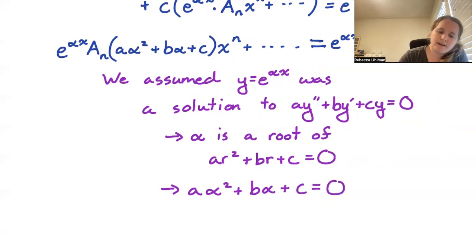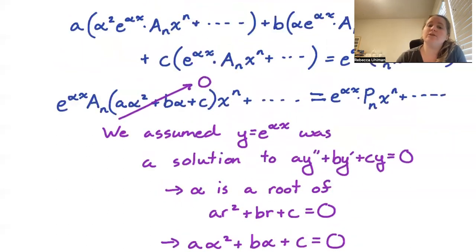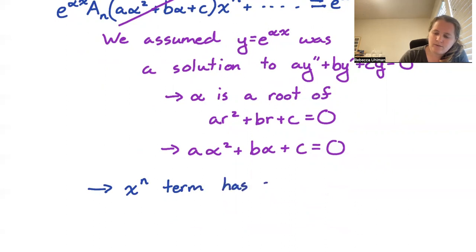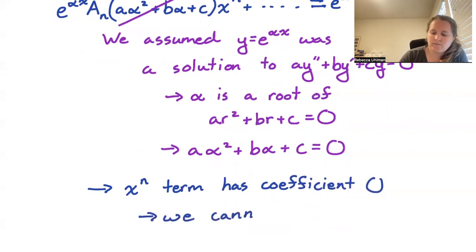And so what we get is this whole x to the n term is just 0, and we therefore cannot match the coefficients, right? So what we have then is the x to the n term has coefficient 0, and so we cannot match the coefficient Pn.